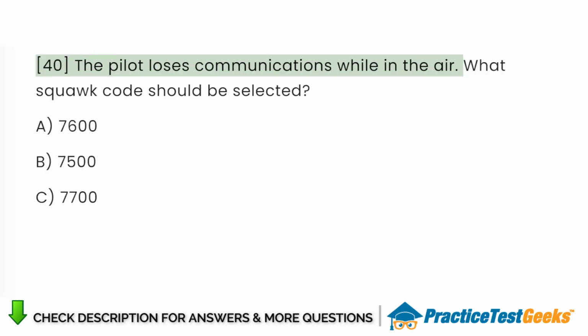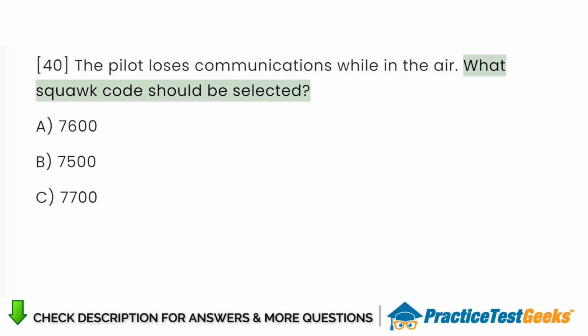Uses communications while in the air. What squawk code should be selected? A. 7600. B. 7500. C. 7700.